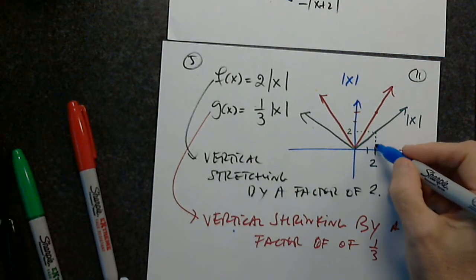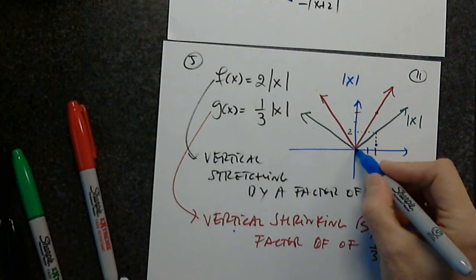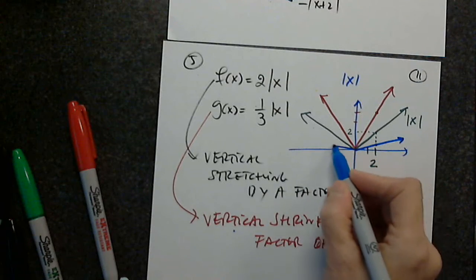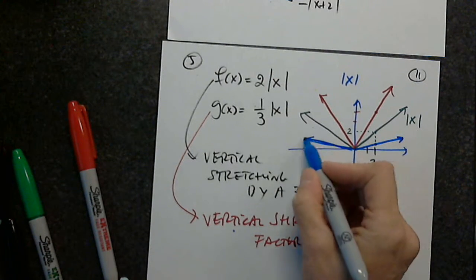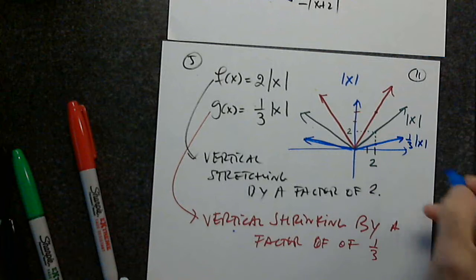So here it is. I divide this by 3, and this is this point. So this will be 1/3 times the absolute value of x.